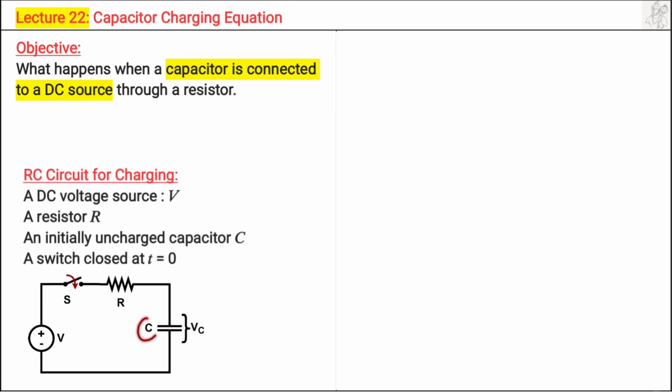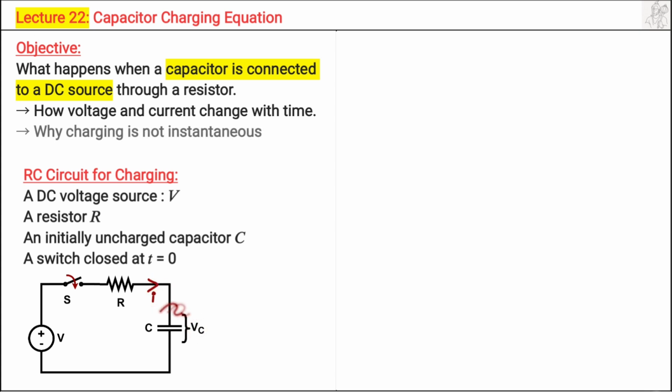It consists of a capacitor, a resistor, a voltage source and a switch. This switch is turned on at a time t equal to 0. So when the switch turns on, the current starts to flow, and the objective of this lecture is to determine how this voltage and current behave with time. Is the charging of the capacitor instantaneous or not? And what is the mathematical derivation of capacitor charging?